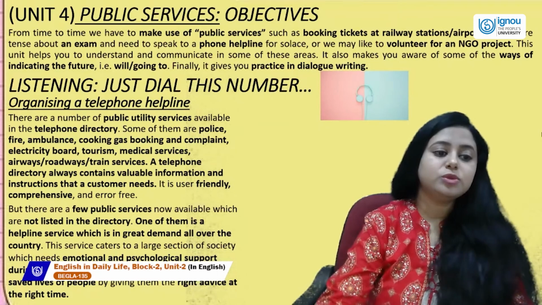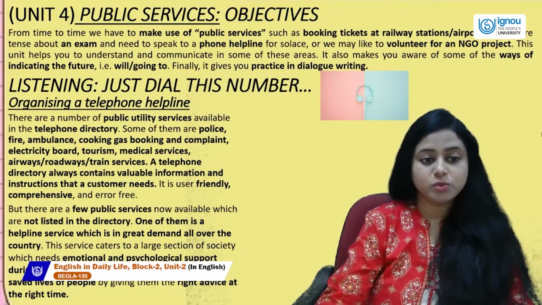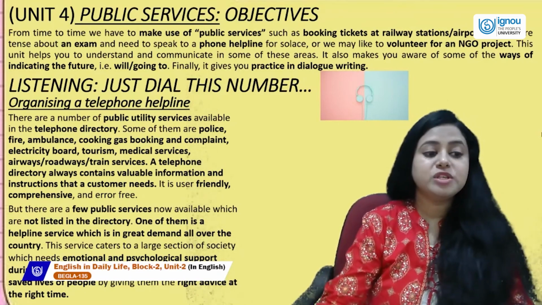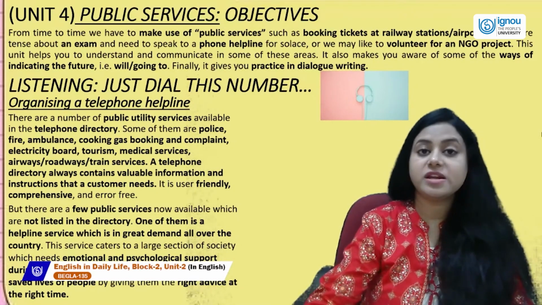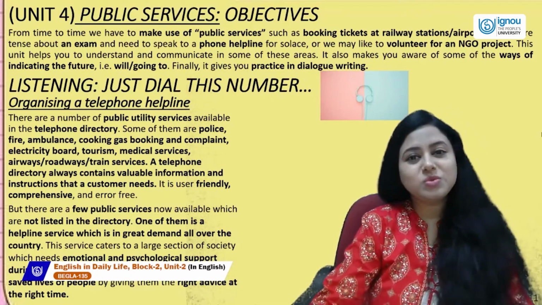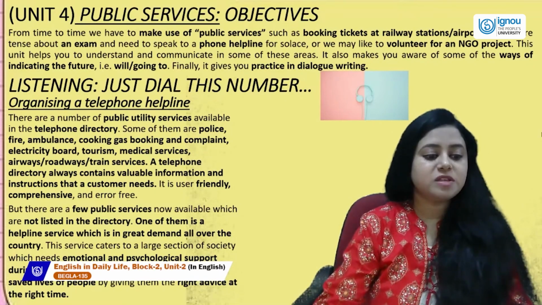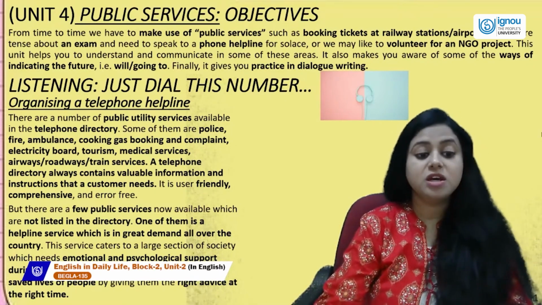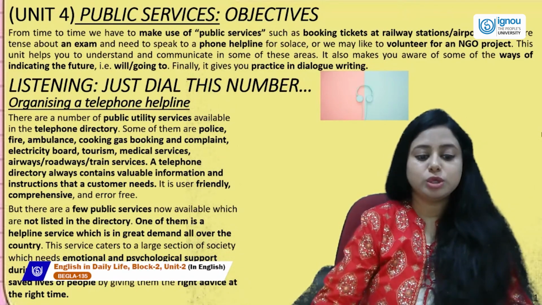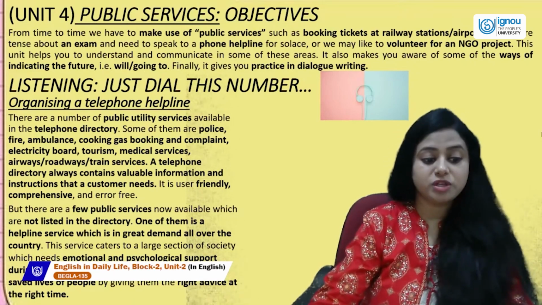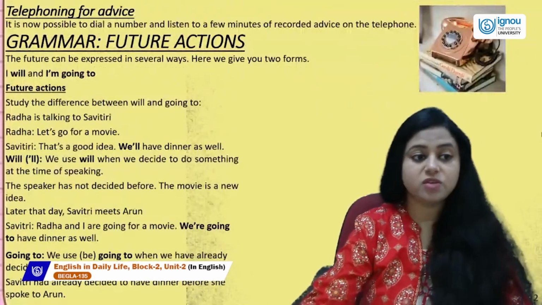Now, if you have to talk about a telephone helpline, there are a lot of public utility services available: telephone directory, police, fire, ambulance, a lot of such things. A telephone directory always contains valuable information and instructions that a customer needs. It is user friendly, comprehensive, usually or preferably error free. A few public services are now available which are not listed in the directory. One of them is a helpline service which is in great demand all over the country. There are people who need emotional and psychological support during times of distress. So these helpline services have saved lives of people. They give the right advice at the right time.